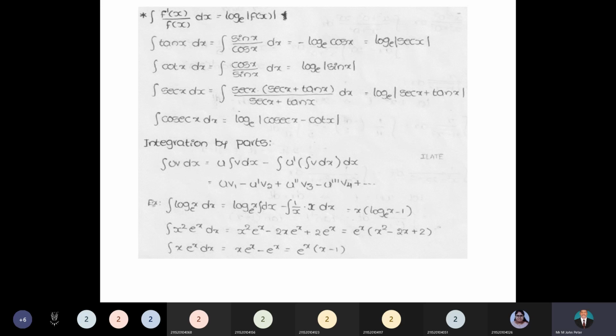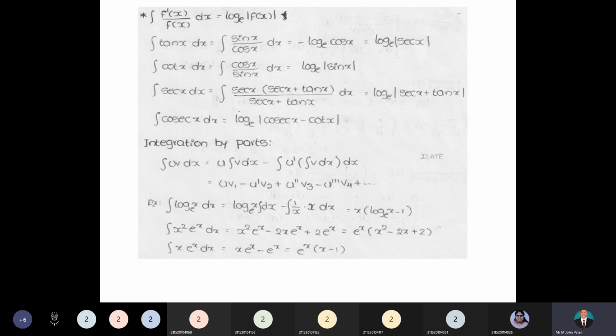These are the kind of understanding for the integrals. Integral of tan x is log secant x. Integral of cot x is log sin x. Next is secant x, that is log of secant x plus tan x. Integral of cosecant x is log modulus of cosecant x minus cot x.